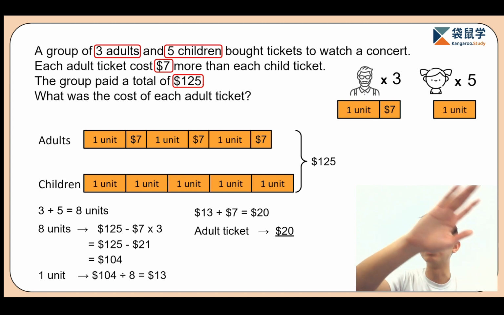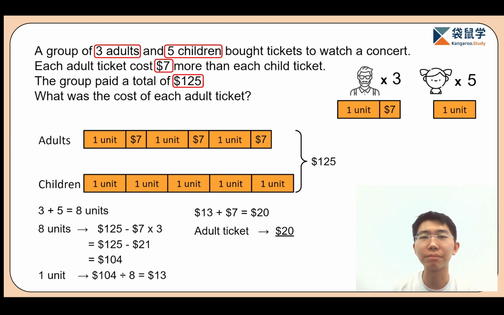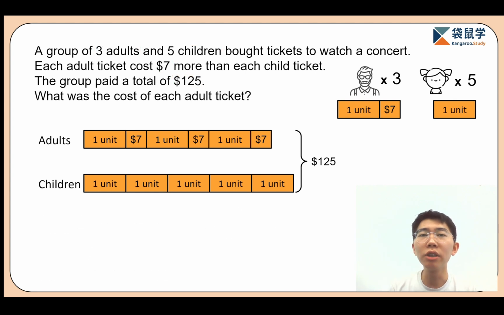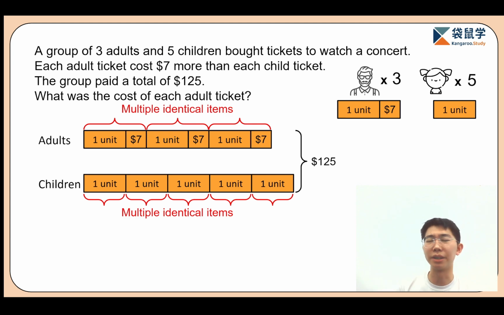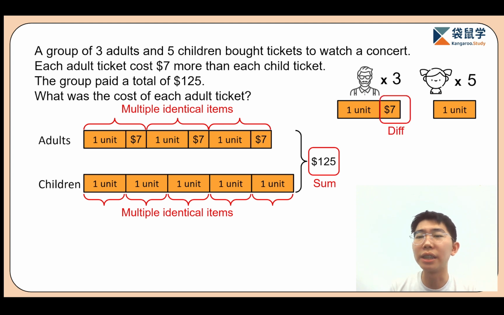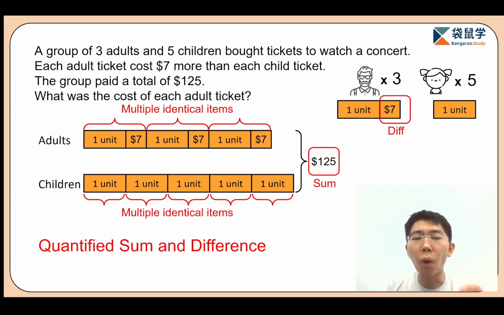Now look at this question. What can we learn from it? In the question, we know that the cost for each adult ticket is the same, and the cost for each child ticket is also the same. So there are multiple identical items here. And in the question, we are given a sum, we are also given a difference. So this is called a quantified sum and difference problem.